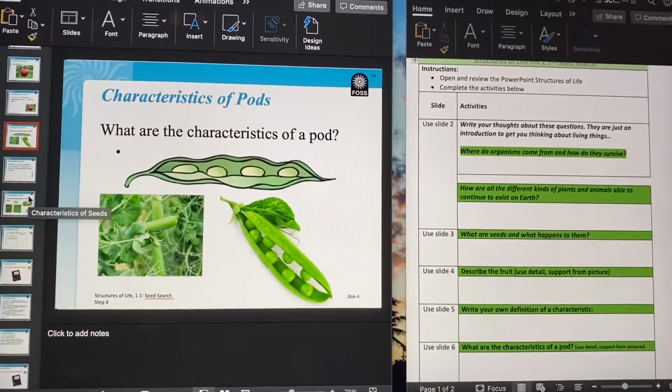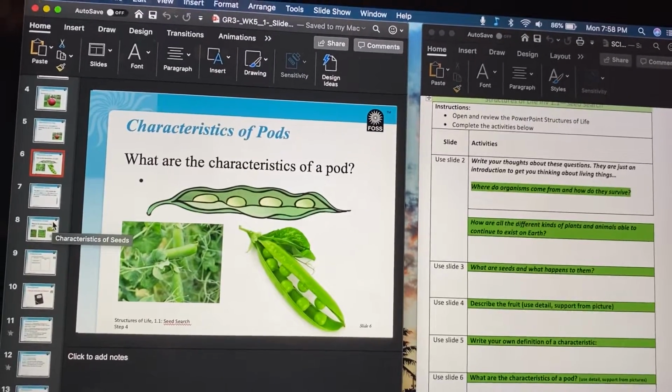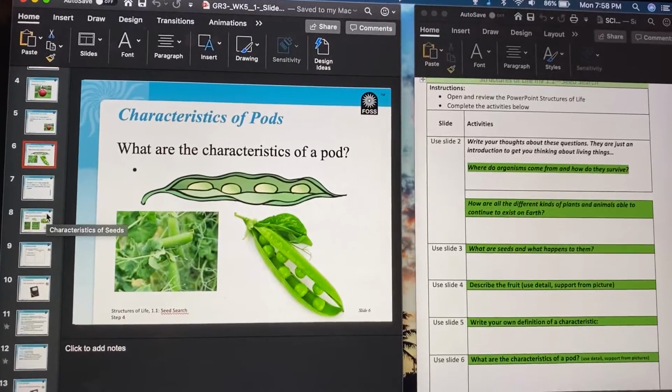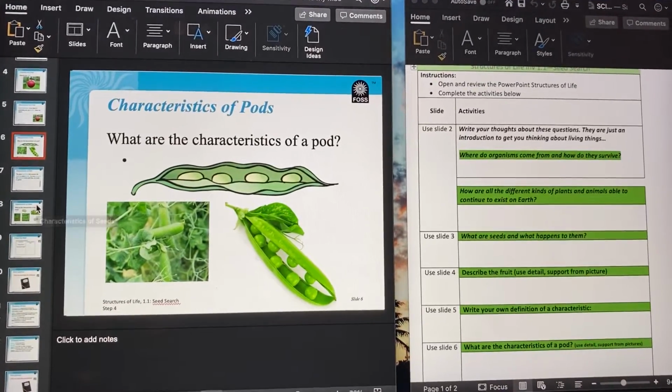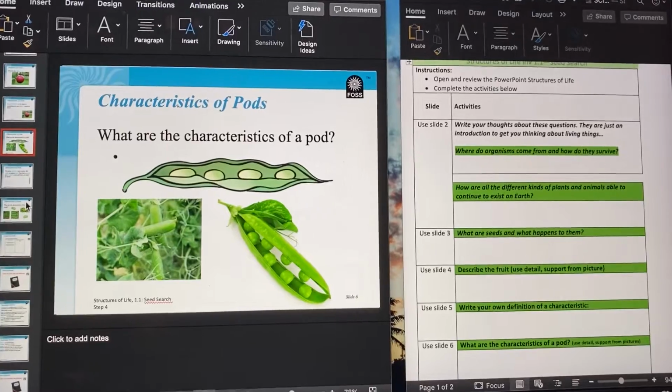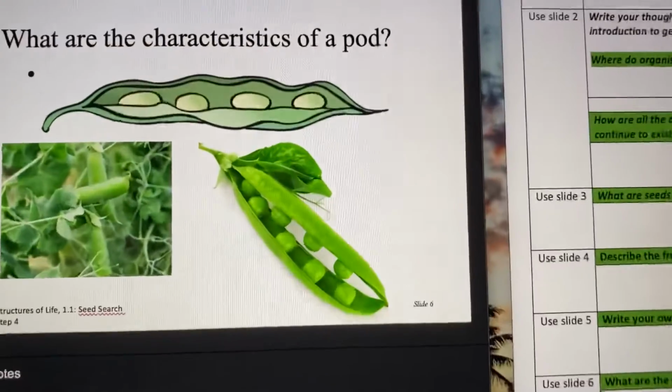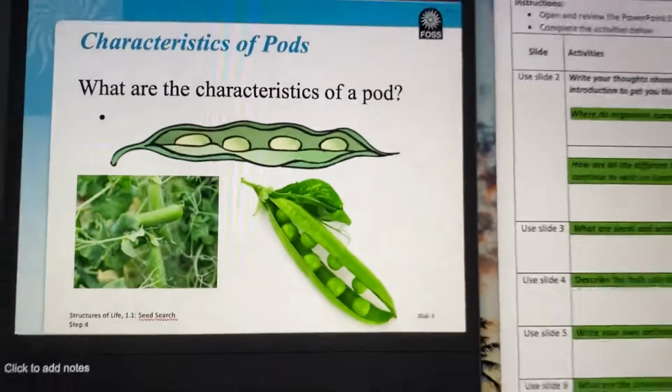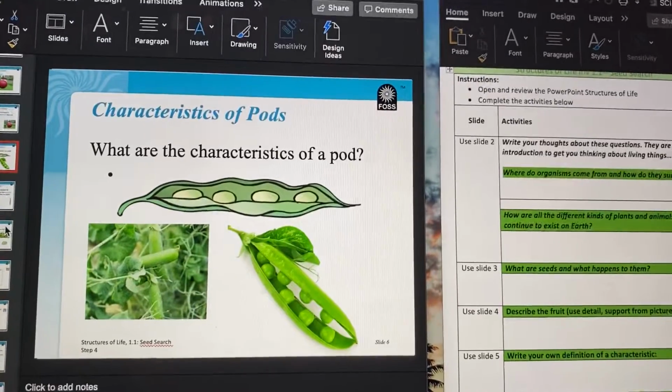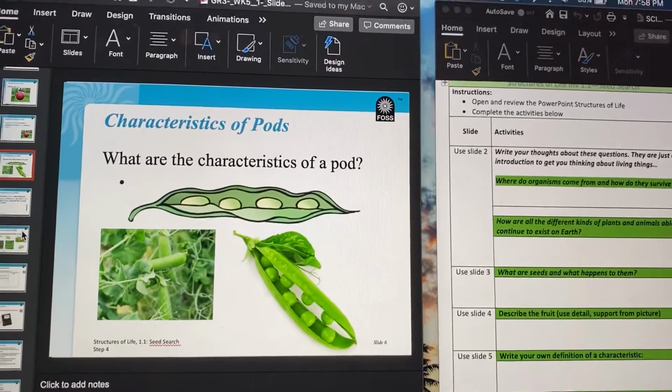Remember to use your 5 senses. So what do you think it would feel like? What do you think it would taste like? What do you think, does it really look like this green in person? What color green does it look like? Is it a dark green? Is it a light green? Just give me as much as you can.